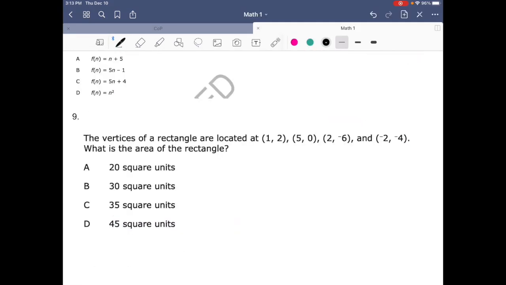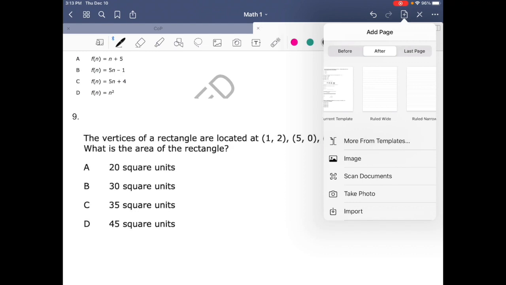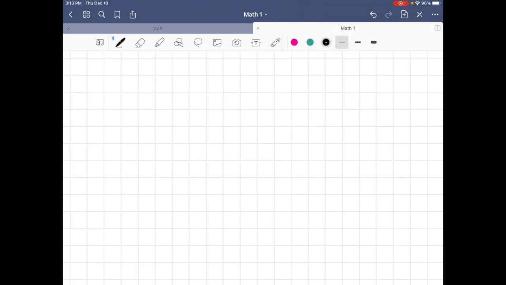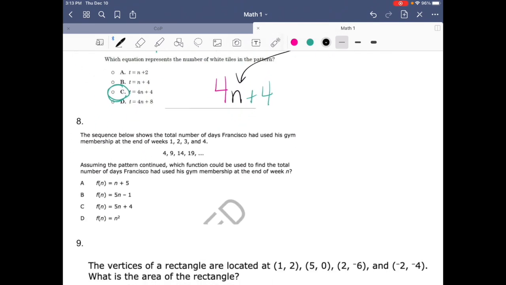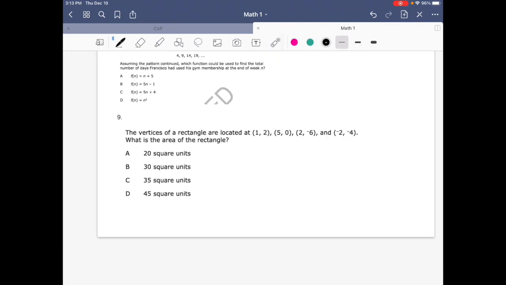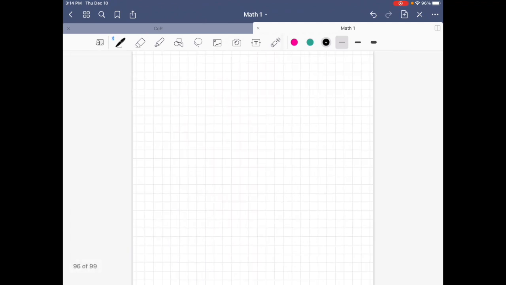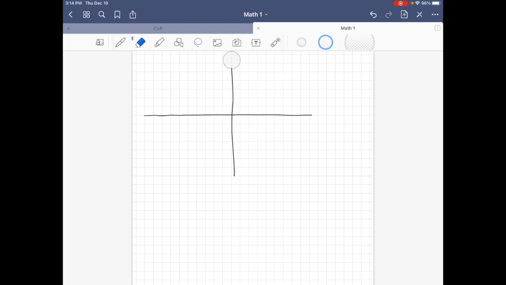So my answer 9. It says the vertices of a rectangle are located at these points. What is the area of that rectangle? So I'm actually going to insert some graph paper because you will have graph paper to use on your exam. So when I'm looking back, my first, so I have 1, 2. All right, so if you're actually using the written graph paper, you're going to want to draw your coordinate plane. All right, so the first point that we had was at 1, 2.